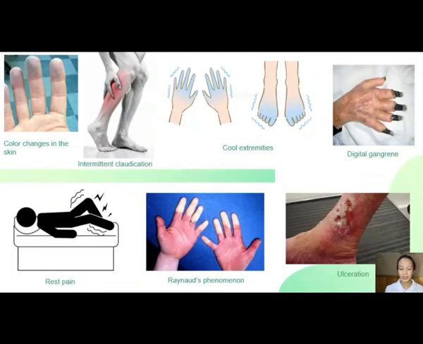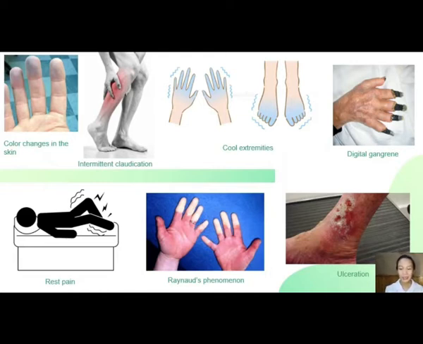So here are the pictures of the signs and symptoms. We have color changes in the skin. As you can see, it is bluish in color at the fingertips because there is an occlusion of a blood vessel, and since the vessel is occluded, the blood cannot flow through and there is not enough oxygen coming to the cells and tissues in this area, hence the decreased oxygen supply. Next, we have intermittent claudication.